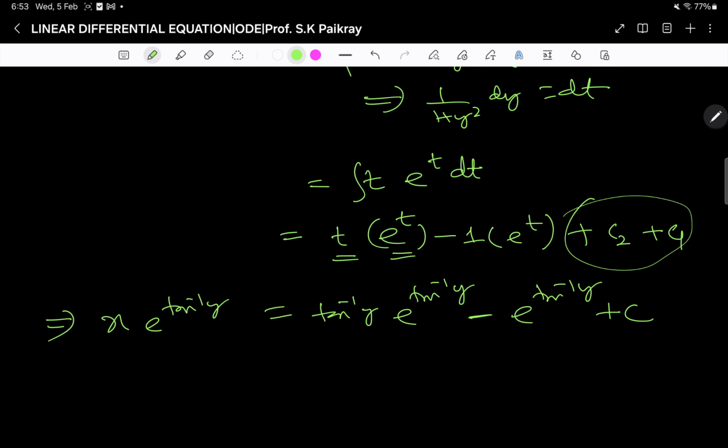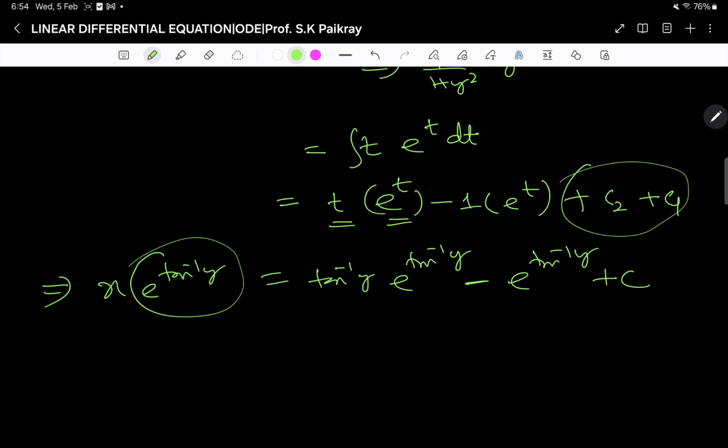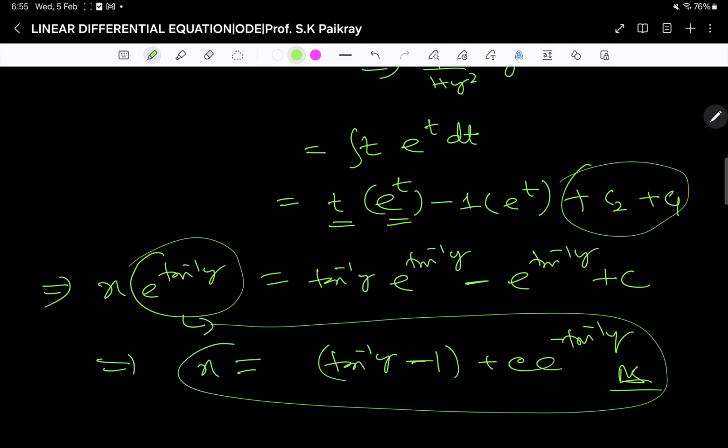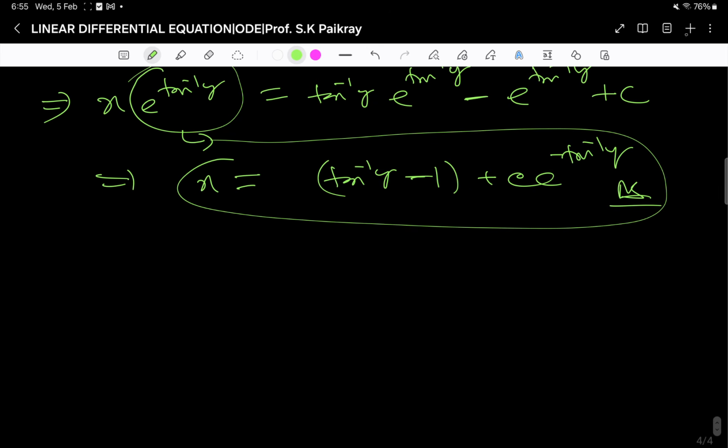Now you divide throughout by e to the power tan inverse y. So this implies x is equal to tan inverse y minus 1 plus c e to the power minus tan inverse y. So this is your answer. But it cannot be linear in y. Now let us see one more example.